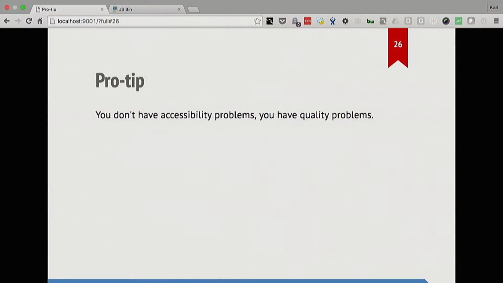So with this, I'm going to say you don't have accessibility problems. You have quality problems. I recently got into a little tiff on Twitter about this same sort of thing, and I have this belief that accessibility is a quality issue. Tweet to me if you can find an accessibility best practice that is not related to the quality of your deliverable. It's a quality problem.